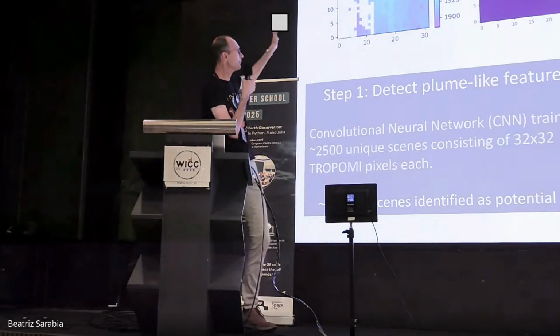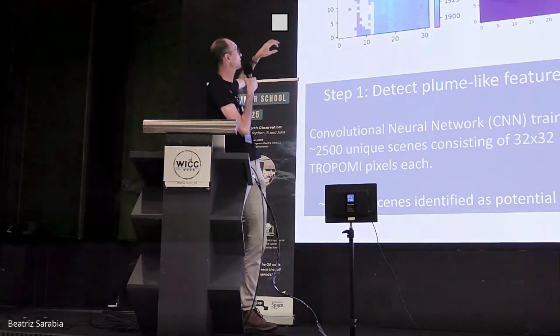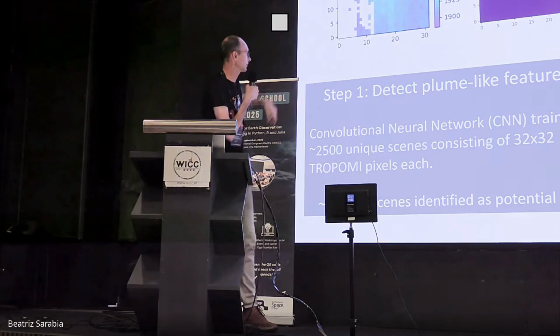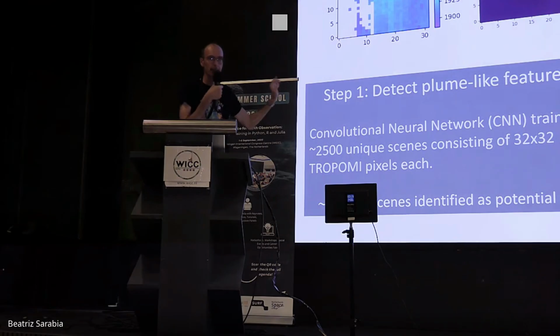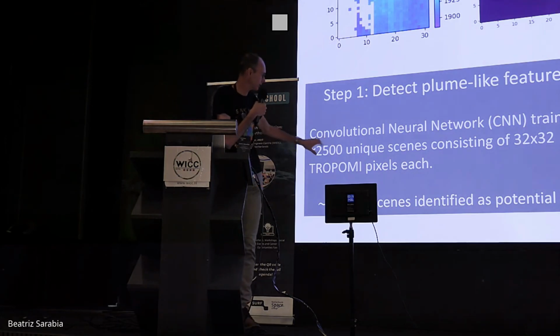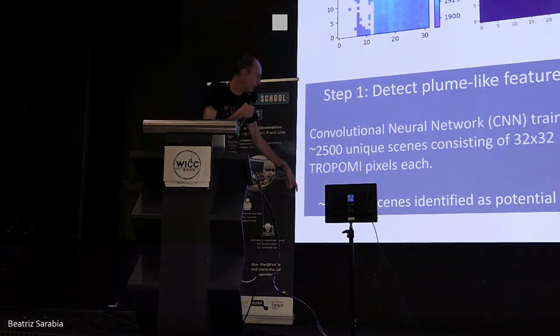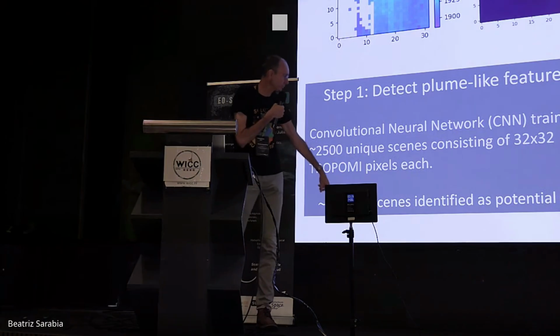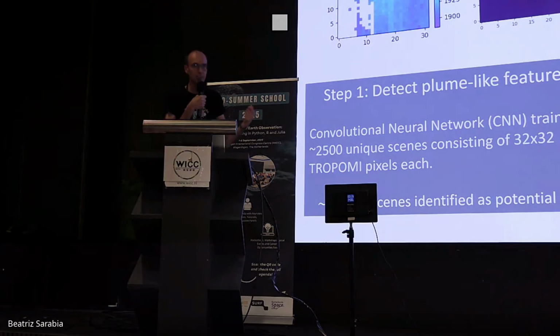So the first step of this machine learning machinery is to do this CNN training. You try to let the CNN recognize plume-like features, and this works on this manually made data set. And if you apply it, then in approximately 0.8% of all the scenes that you check, there is some identification of a plume. Next, click.